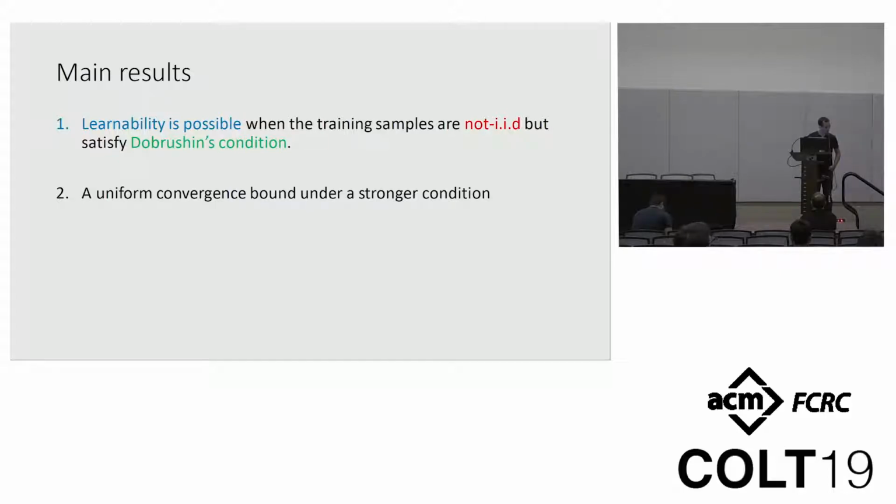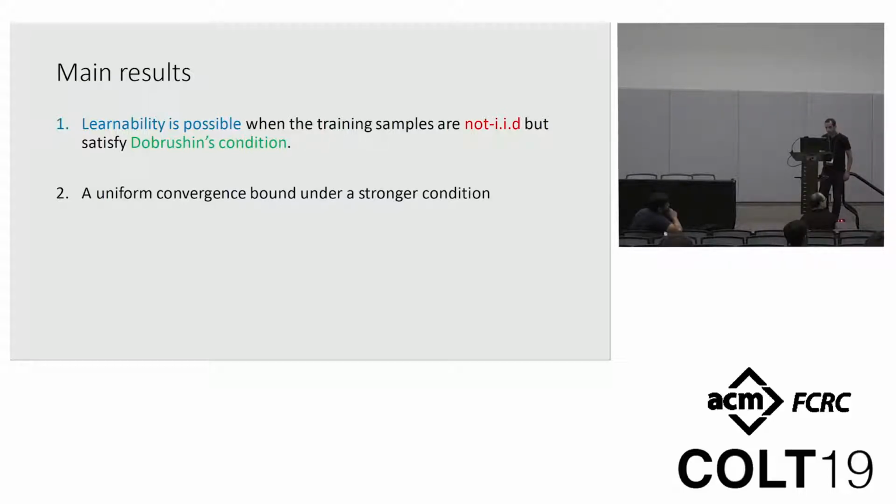We'll talk about learning when the training set is not IID, but rather we assume that there are weak correlations between the training samples. In particular, we'll assume that the training set satisfies what's called Dobrushin's condition, and we show that we can learn under this condition. And the second result, we show a uniform convergence bound under a stronger condition.